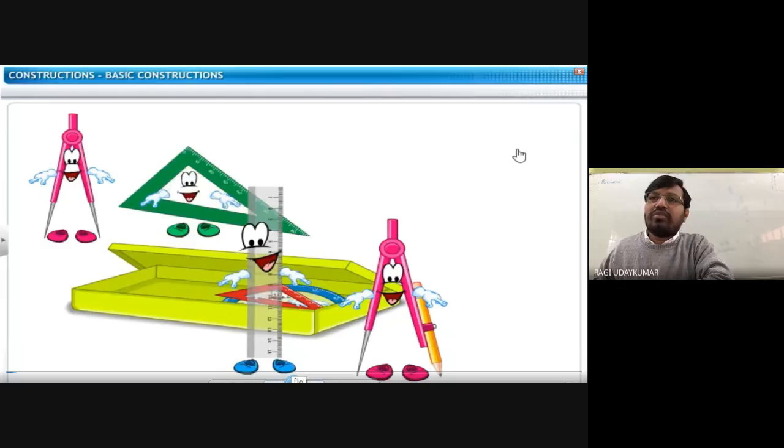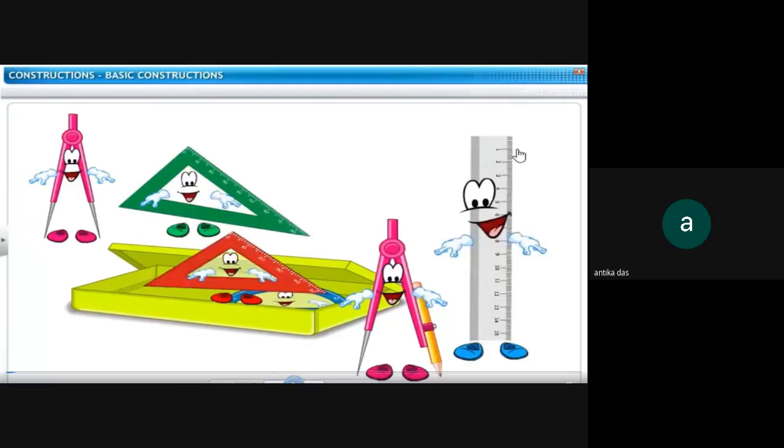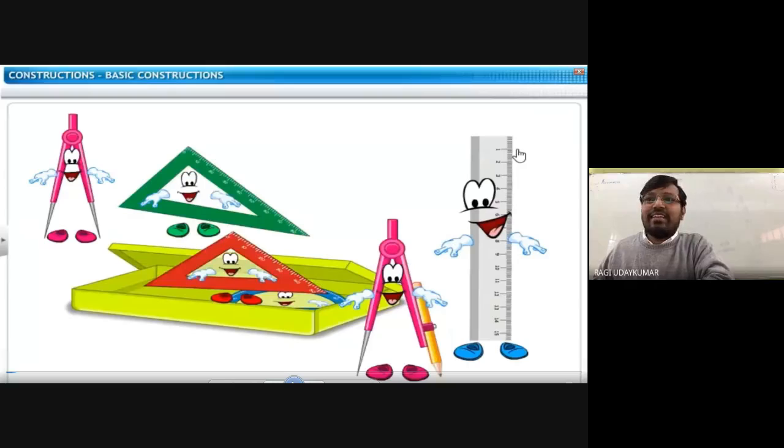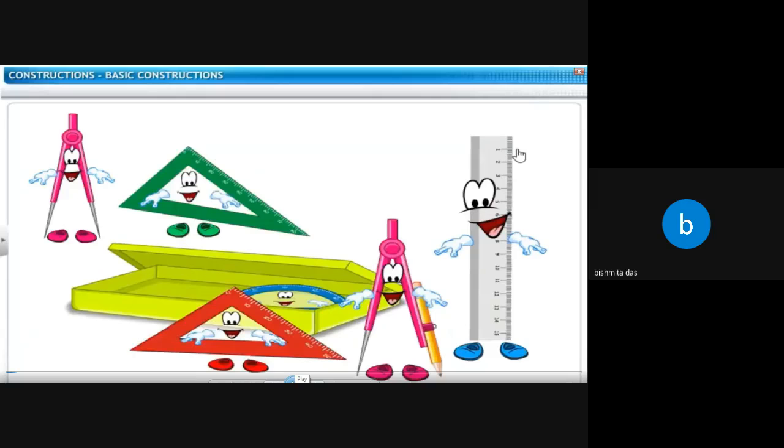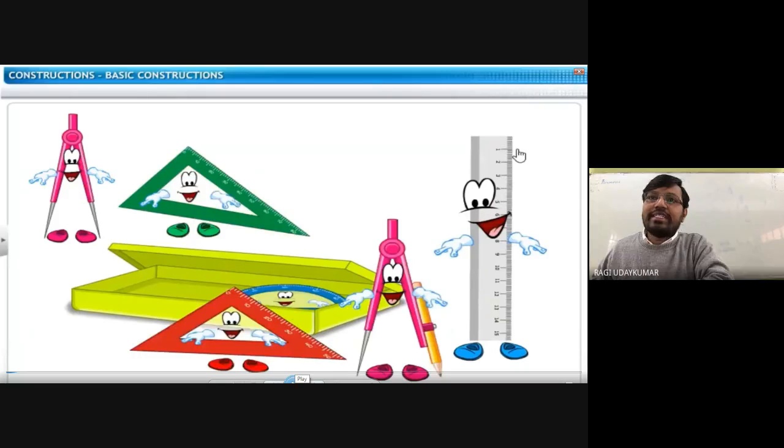Now whatever came out, what is it called? The ruler. Sir, scale. Okay. So now the red color one is also a set square. This is also called a set square. Yes, the 45 degrees set square. Two set squares will be there. This is 45 degrees, 45 degrees will be available.